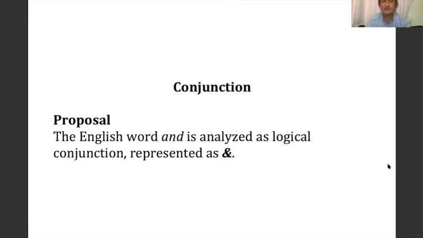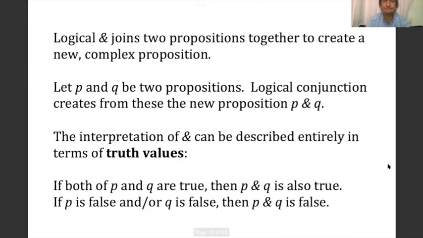So conjunction first. We're going to make the proposal that the English word and is analyzed as logical conjunction, represented as an ampersand, and I'll just read that as logical and. Logical and joins two propositions together to create a new complex proposition. So if we have P and Q as two propositions, logical conjunction creates from them the new proposition P and Q.